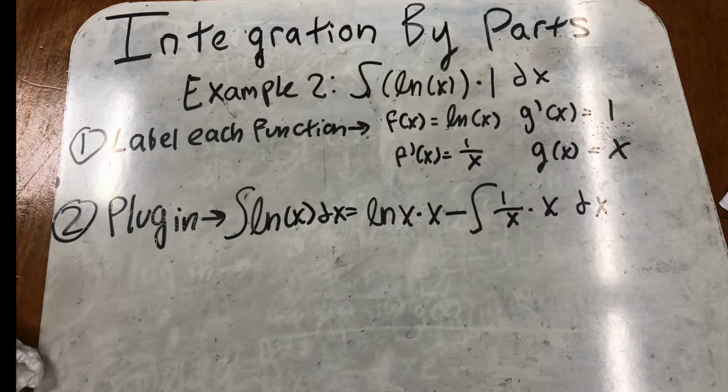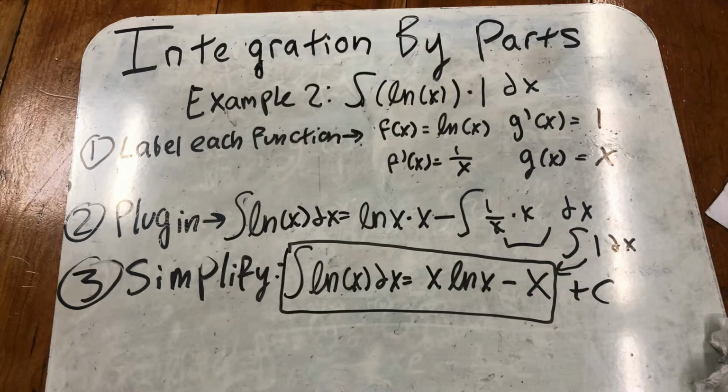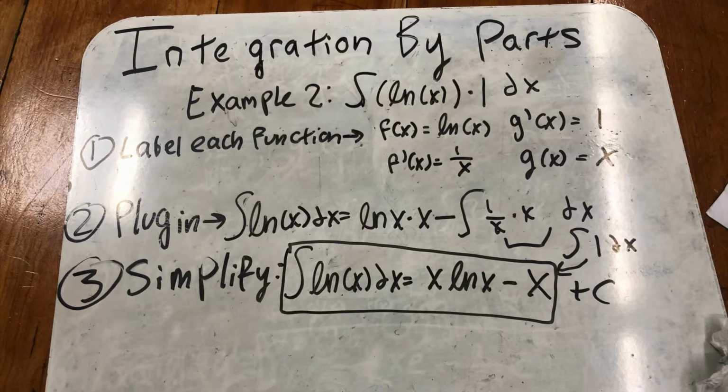Step 2 is to plug in the values defined in step 1 into the reverse product rule equation. Doing this, we get ln x times x minus the integral of 1 over x times x dx. And step 3 is to simplify, and this results into x times the natural log of x minus x plus c.